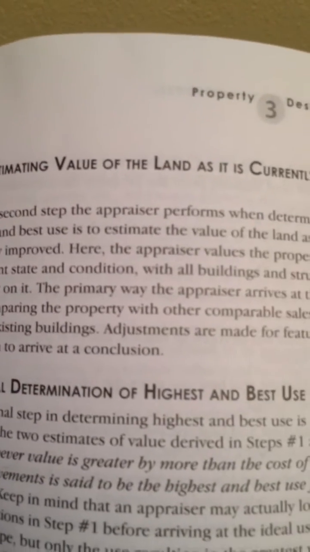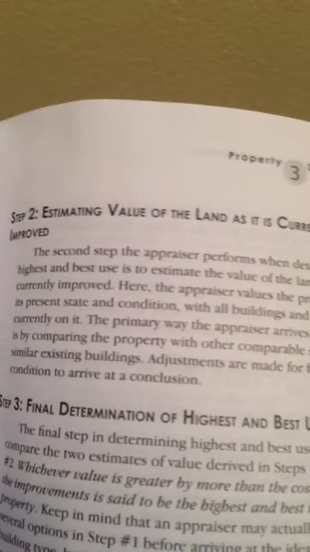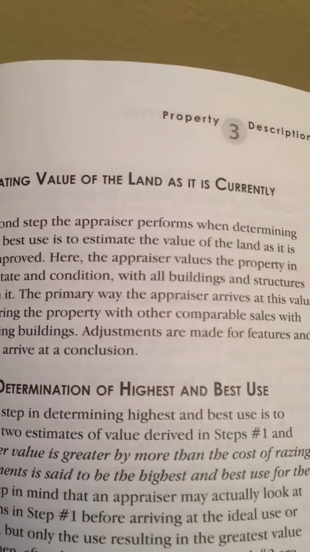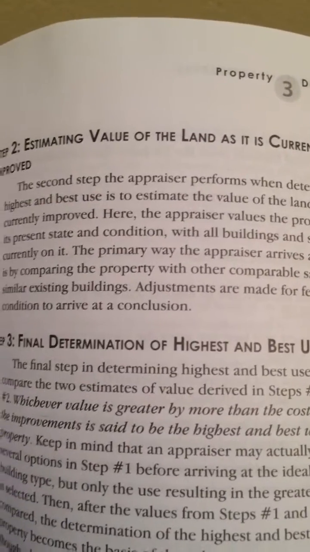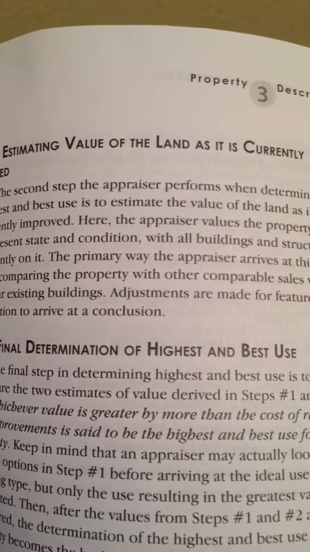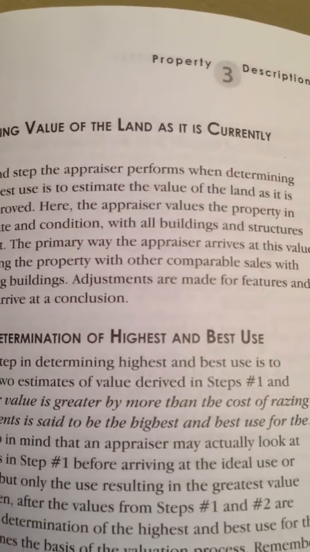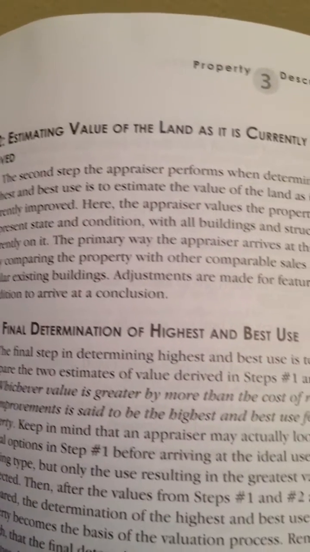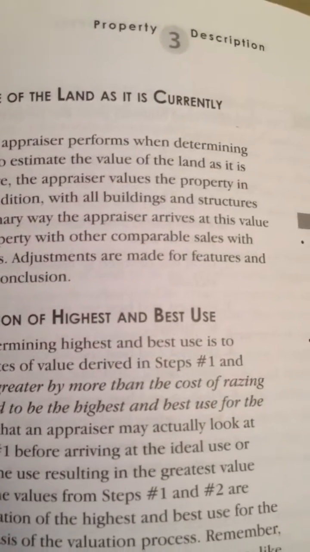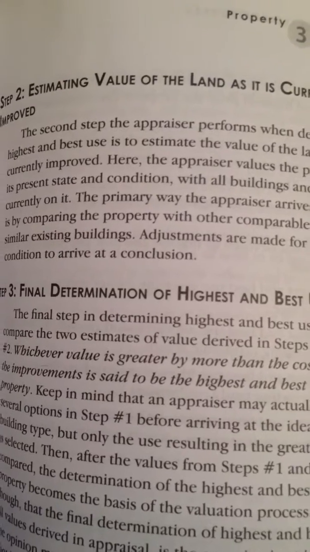The second step the appraiser performs when determining highest and best use is to estimate the value of the land as it is currently improved. Here, the appraiser values the property in its present state and condition, with all buildings and structures currently on it.